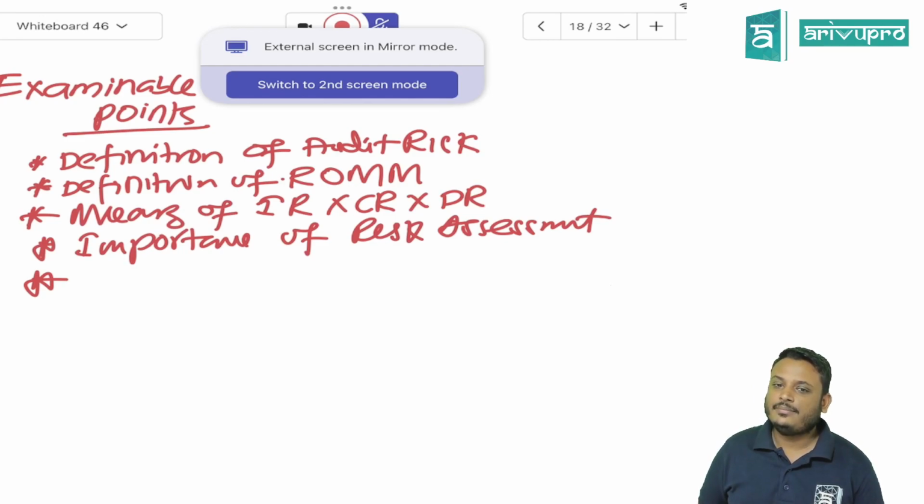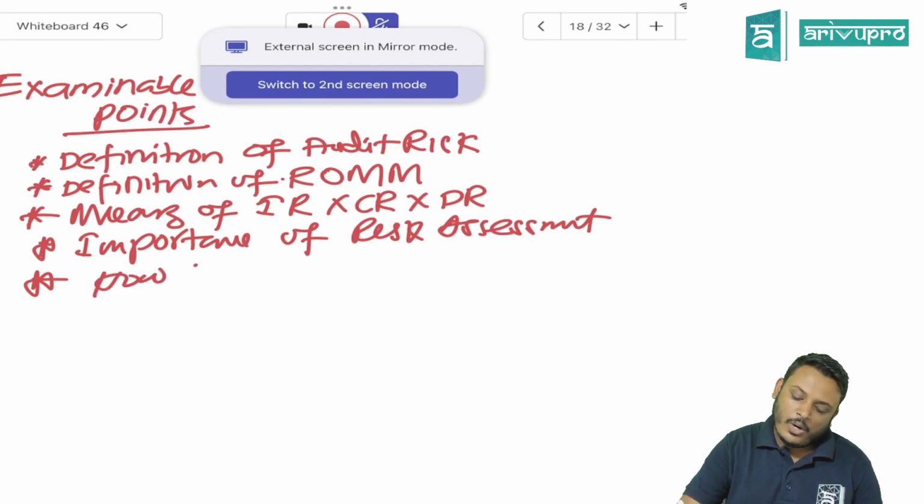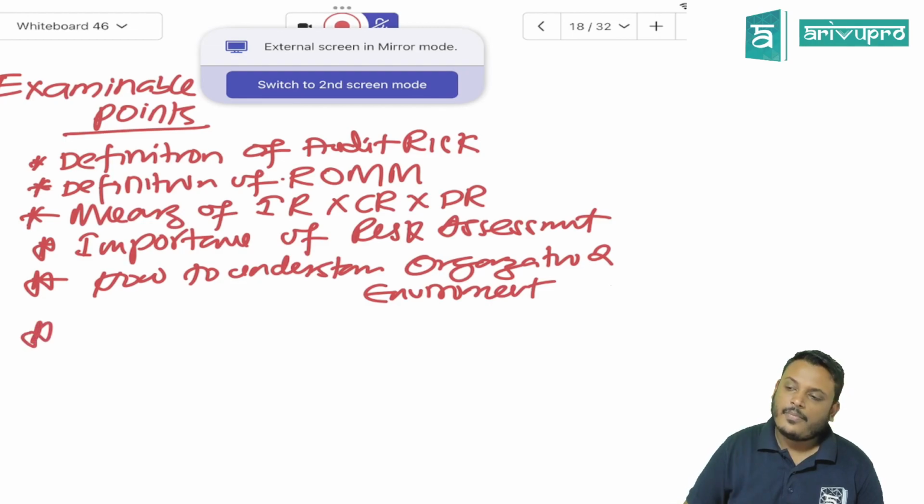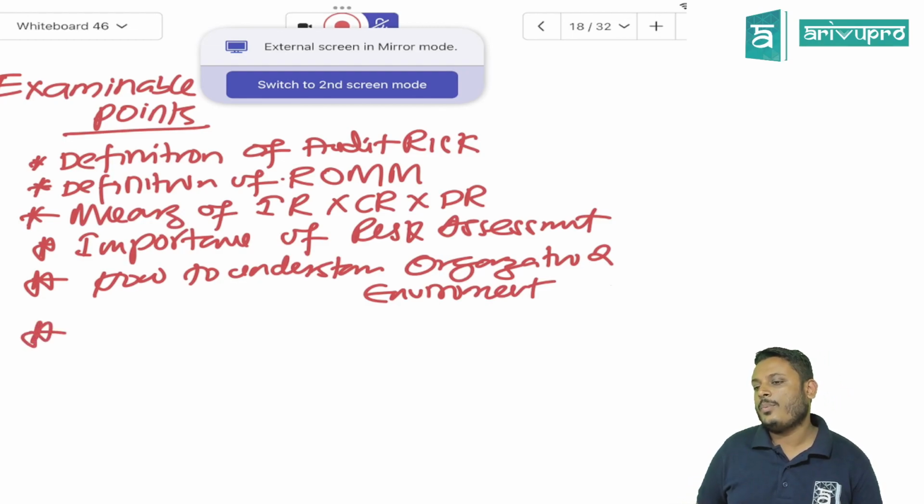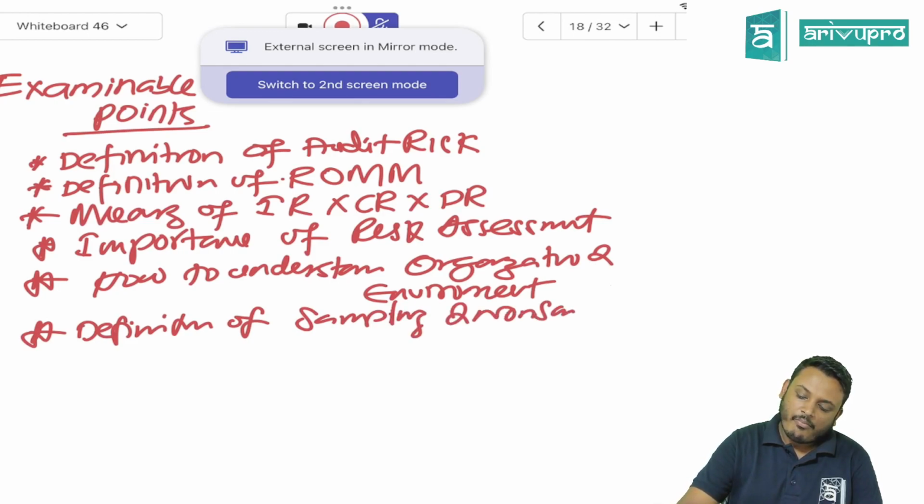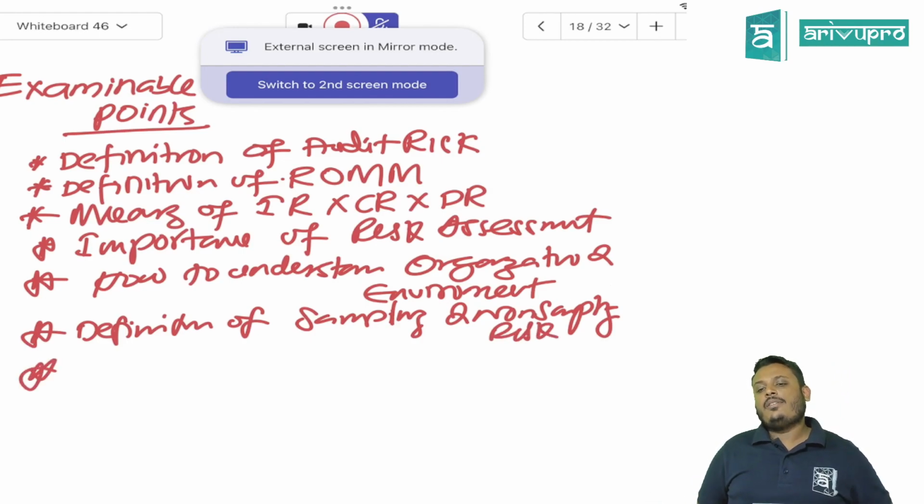Number five, how to understand organization and its environment. Next one, definition of sampling and non-sampling risk.